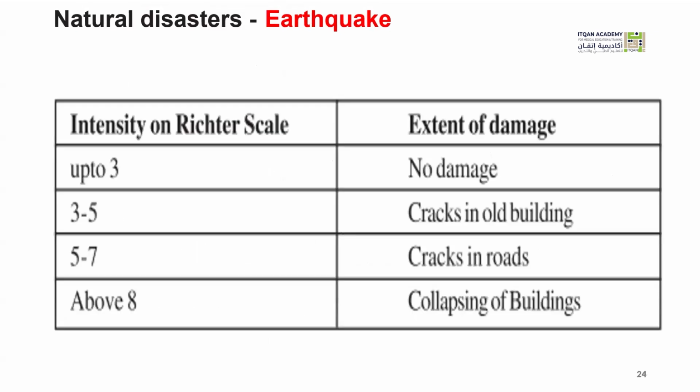We'll see it now. So the Richter scale, the seismograph: if it is up to 3 points by the Richter scale, there is no damage. 3 to 5, there are cracks in the old buildings. 5 to 7, cracks in the roads. Above 8, collapsing of the buildings, like the earthquake that happened in Japan. We'll talk about it in one of our case studies. And also the earthquake that happened recently in Syria and Turkey, causing a lot of damage and loss of life.